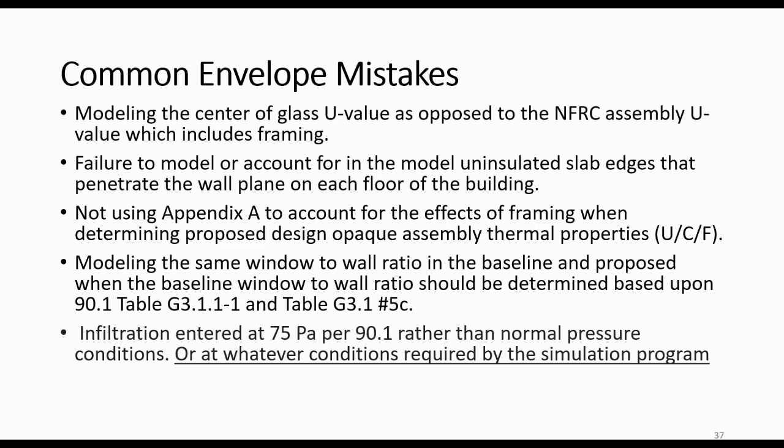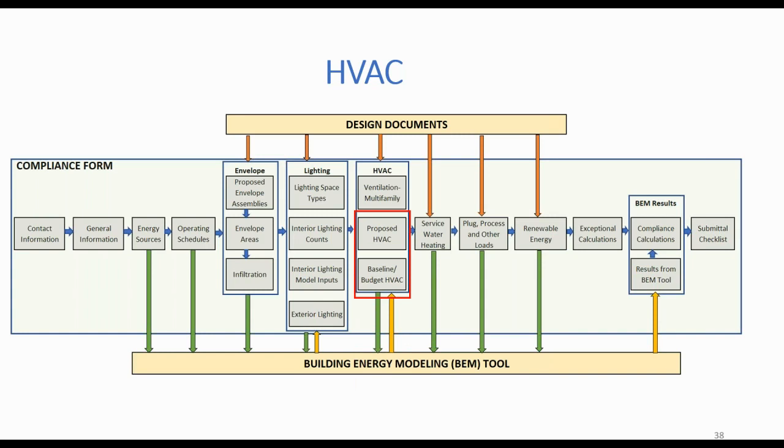Another is modeling the same window to wall ratio in the baseline and proposed. So as discussed, the baseline needs to be determined based on the rules of Appendix G, and this is automated in the compliance form. And lastly, I already discussed this, but modeling infiltration, so entering the value from Appendix G, which is at 75 pascals, into the simulation tool when the simulation tool requires that input at different conditions. So since we've automated that process, we're hoping again that that will reduce the number of review iterations.